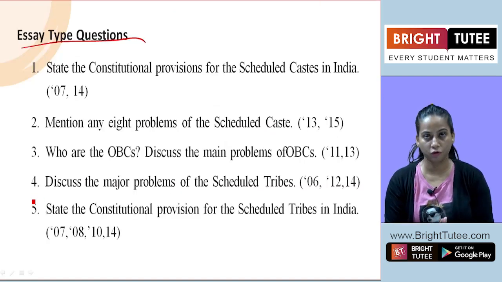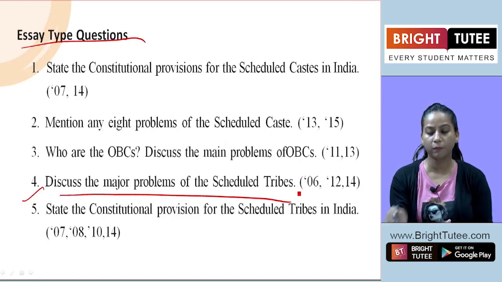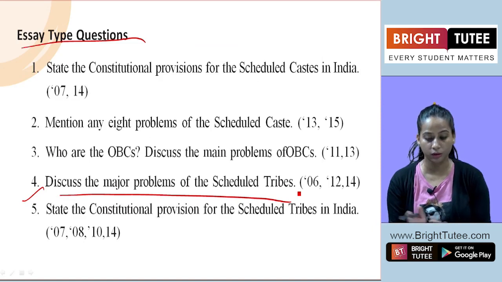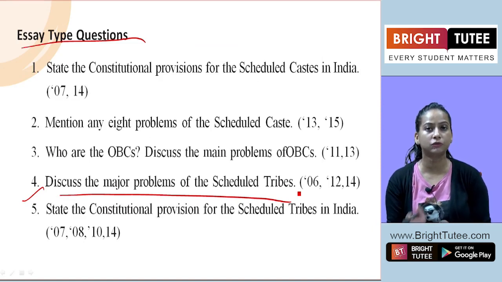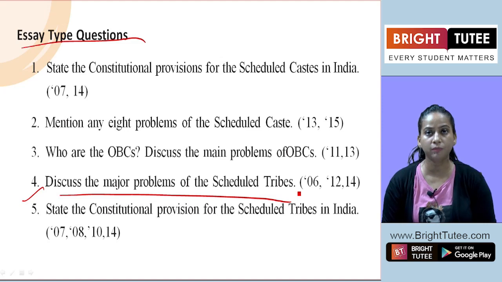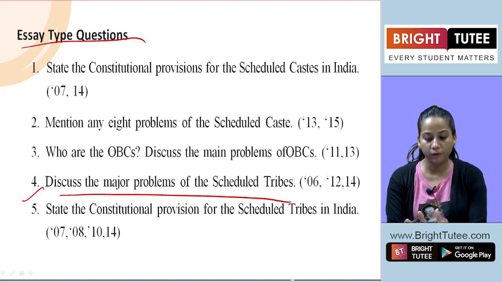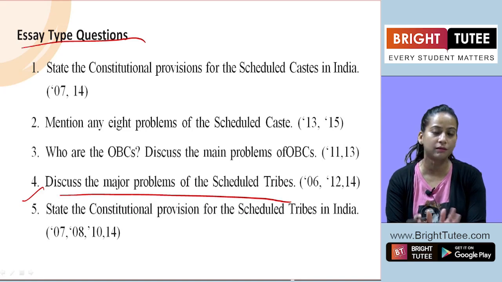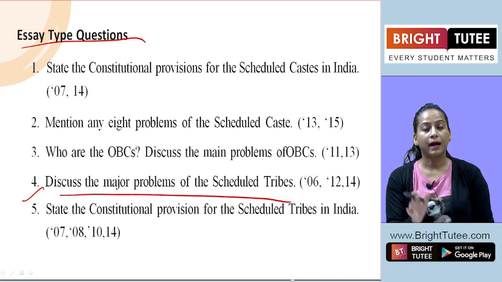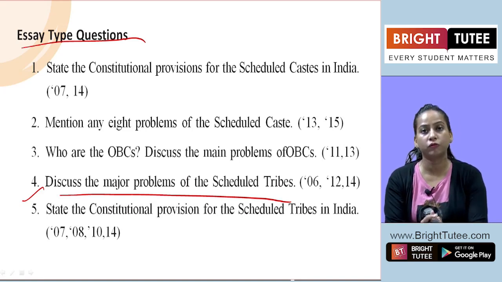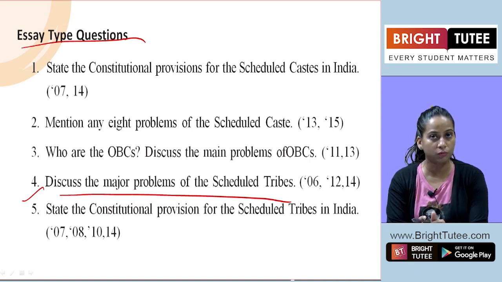Based on essay type questions, they have asked, discuss the major problems of scheduled tribes. So here we have to mention what are the problems associated with these scheduled tribes people. Although the problems of OBC and scheduled caste that we have discussed are almost the same, a few differences are there that we have to mention here. These are essay type questions, so make sure that you give an intro and the conclusion, and in between the headings will be given and the explanation accordingly.